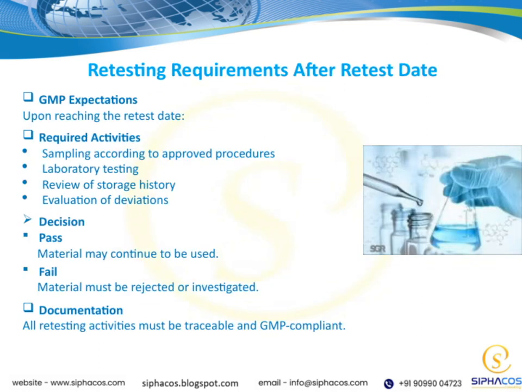When a product hits its retest date, there are clear expectations under Good Manufacturing Practice, or GMP. First, we need to sample the material following approved procedures. Then, lab testing takes place, alongside a thorough review of the storage history. Any deviations must be carefully evaluated.